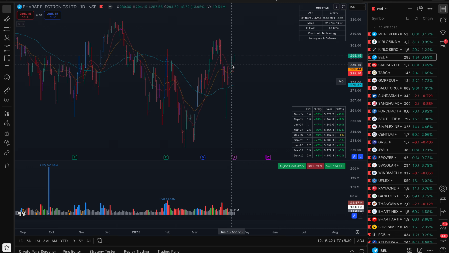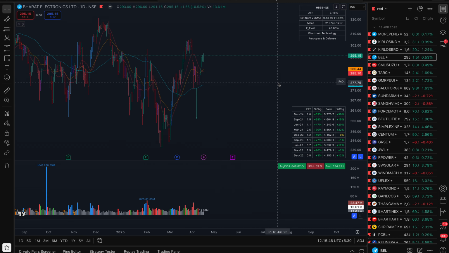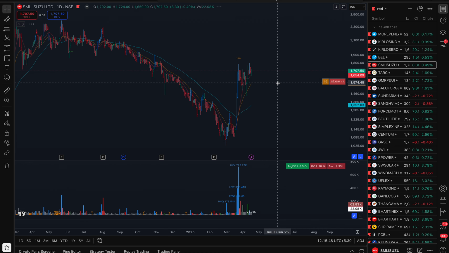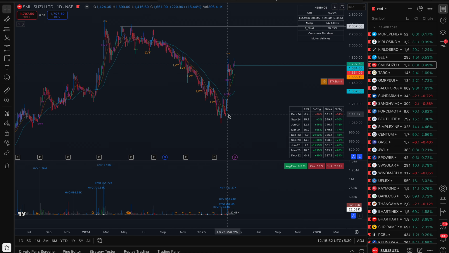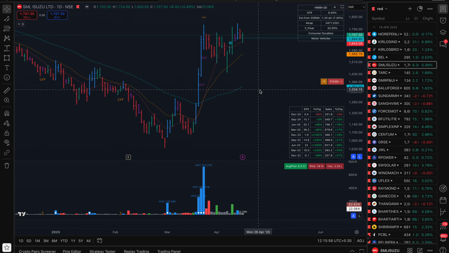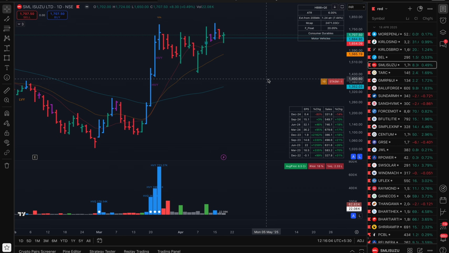This day would have been an actionable one, but I would love to see some more tightness here. And SML Isuzu is another. Again, there's a reversal base, and again this is a very deep base, not 23,000. And now after this huge HVQ, HVY led up move, we now have a flag.